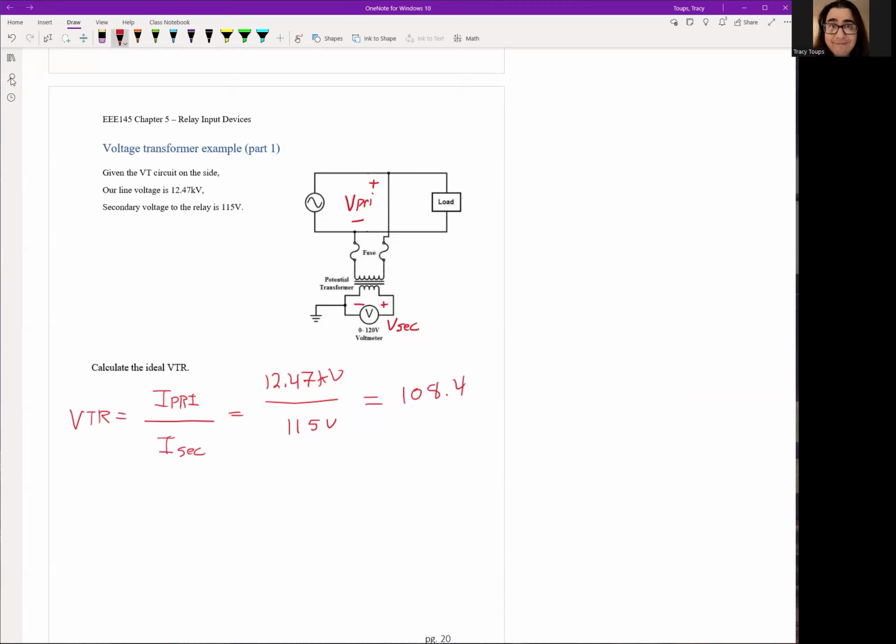Now, for the most part, you could leave it right here. This is what you're going to say to manufacturers. 108.4 is the actual turns ratio if you divide it out, but most VTs are rated in this ratio where you just have your primary voltage on top of 115 or 120 on the bottom. It just makes it easier because we can recognize 13.8, 12.47. Memorizing 108.4 is kind of weird. So in this particular case, tell the manufacturer, I'm looking at 12.47 on the high side, 115 on the low side, so I need that ratio.